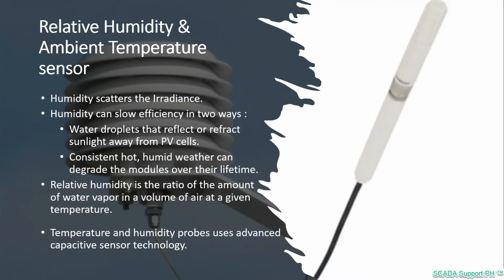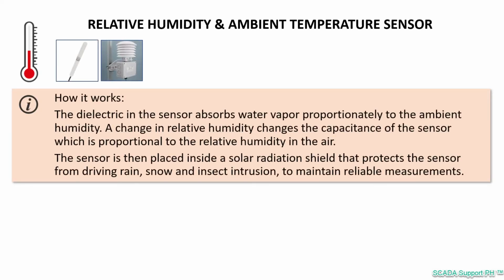Nowadays, temperature and humidity probes use advanced capacitive sensor technology. How it works is that the dielectric in the sensor absorbs water vapor proportionately to the ambient humidity. A change in relative humidity changes the capacitance of the sensor, which is proportional to the relative humidity in the air.